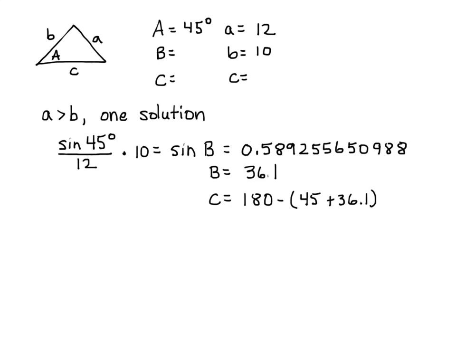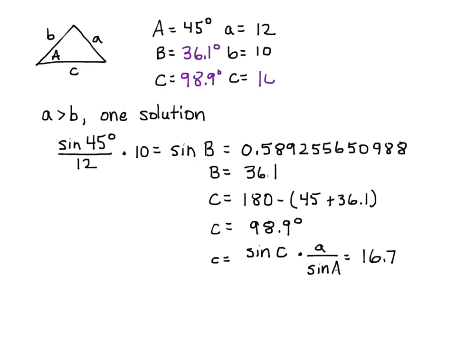Now C is really easy then, because I use my angle addition, just take 45 plus the 36.1 and subtract that from 180, and I see that that's 98.9 degrees. And then once I have that, I can use the law of sines again to calculate what C should be. And so here I have all my sides. So this one is two applications of the law of sines, and one application of just the sum of the angles of the triangle.